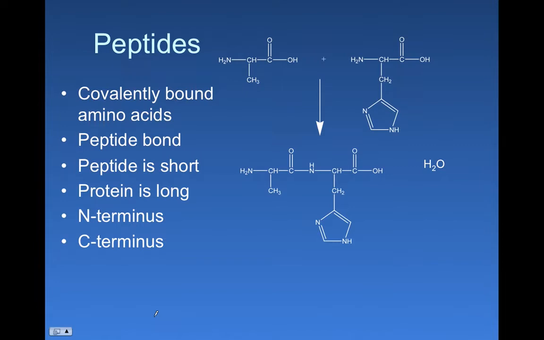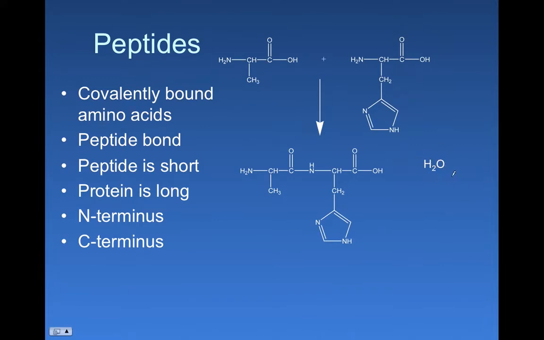Now, in order to think about the secondary structure of a protein, we have to think about how these amino acids are coupled together. Okay, so here we've got two amino acids, right? This one is alanine, and this one is histidine. We're going to couple these two together into a dipeptide, right? A polymer of two amino acids. Now, the coupling reaction that occurs is a dehydration reaction. So we're going to lose water.